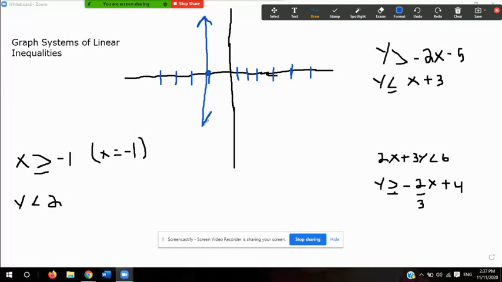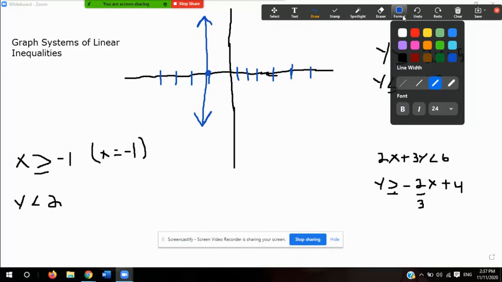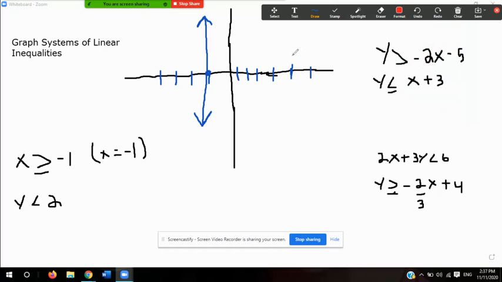So I have this here. And again, this inequality is saying x is greater than -1. So that means that I'm going to shade everything to the right. Now, I'm not really going to shade, I'm just going to draw arrows. And that suggests that the arrows are, in fact, indicating that everything to the right of -1 is a possible answer. So that's why I shaded.